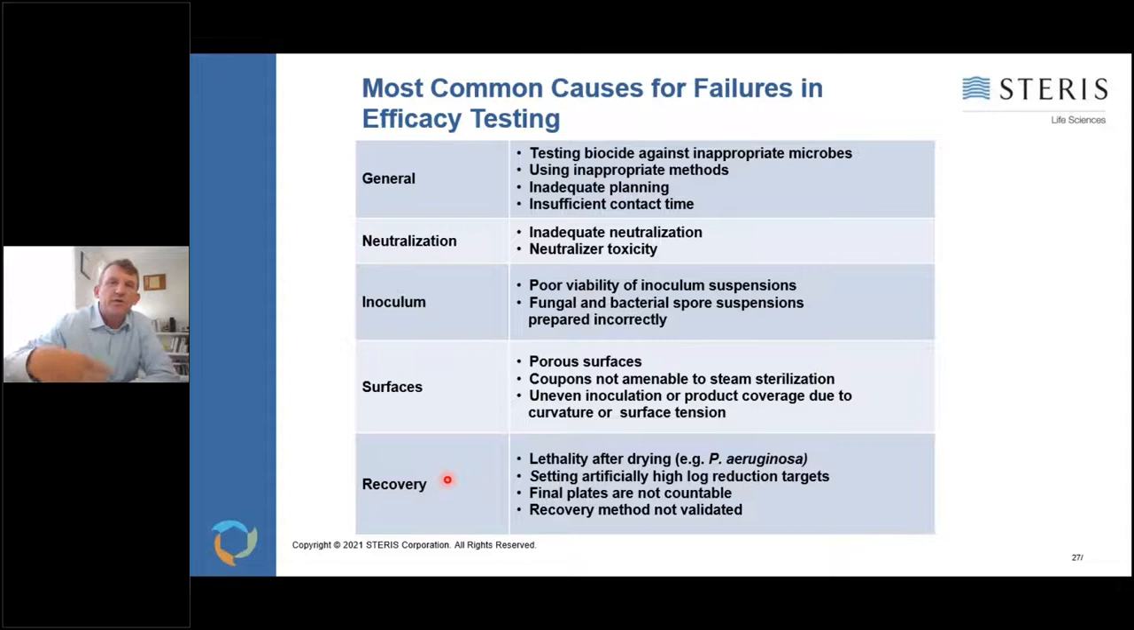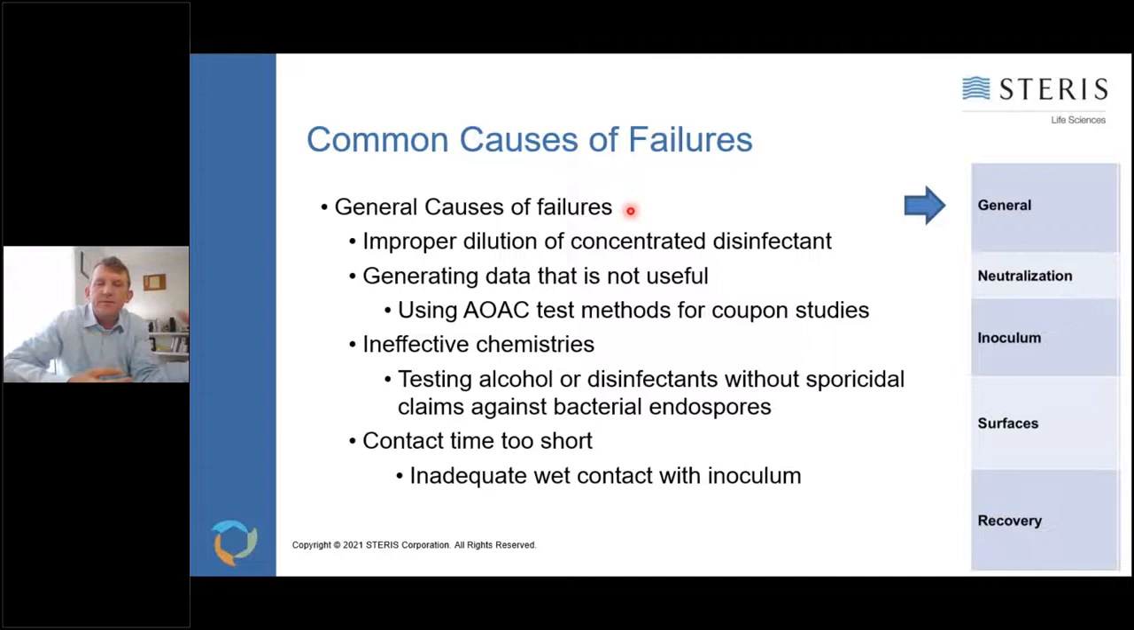Starting into the general category, this is just basically sometimes your disinfectant just isn't effective. The testing's done fine, but maybe you're using the wrong dilution. Instead of using a 1 to 128, it's prepared at 1 to 64 or 1 to 256 for a concentrate, for example. You just have the wrong dilution of your active that can cause you to fail the study.